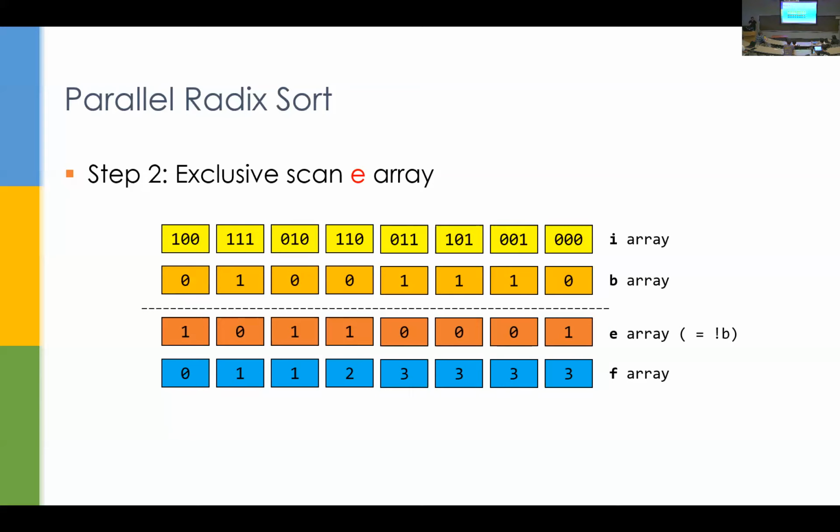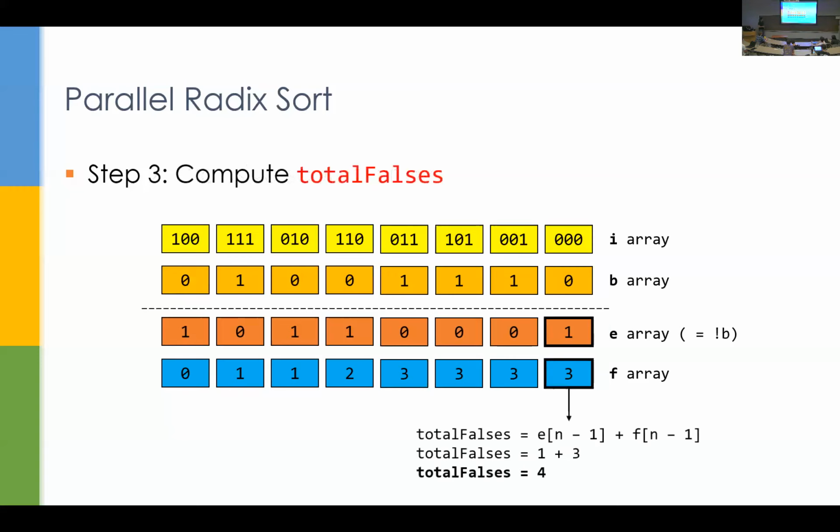Remember what I said. F array is where you write the false keys, not the true keys, the false keys only. And then to calculate the total number of falses, we have this formula. E of n minus 1, the last element, plus F of n minus 1 gives you the total number of falses. Now, in our example here, because it's sequential, you have 4 trues and 4 falses. That may not always be true. You can have many more trues and many more falses. So using this is going to be important because you need to know where to start the true keys, okay? All right, everybody follow me so far. Any questions?